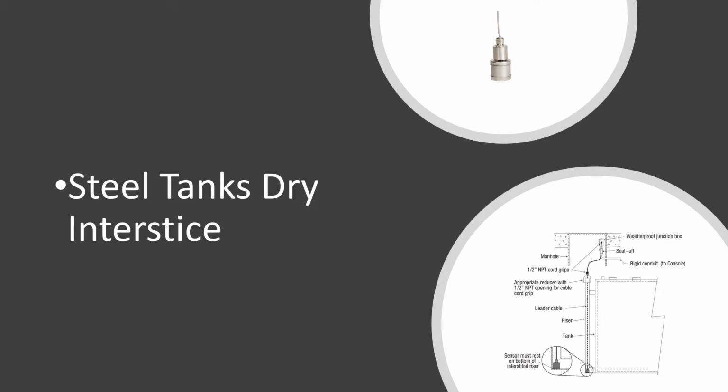In a steel tank, like I said, you can have the riser on the end and then just put a float all the way to the bottom of that. And so the sensor has to rest on the bottom of this, and if it gets wet, it goes into alarm. It's pretty simple.